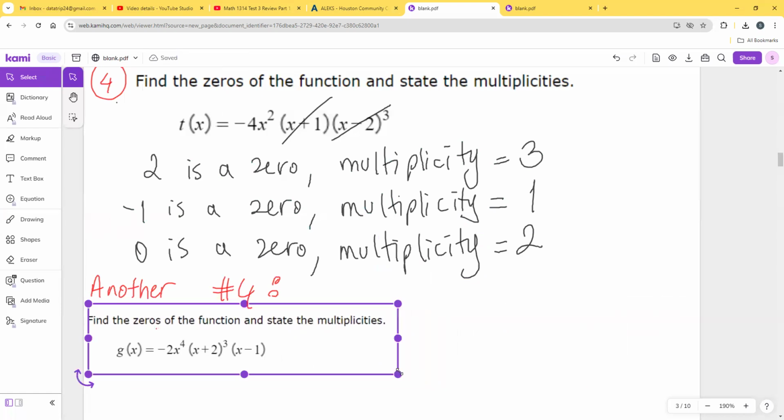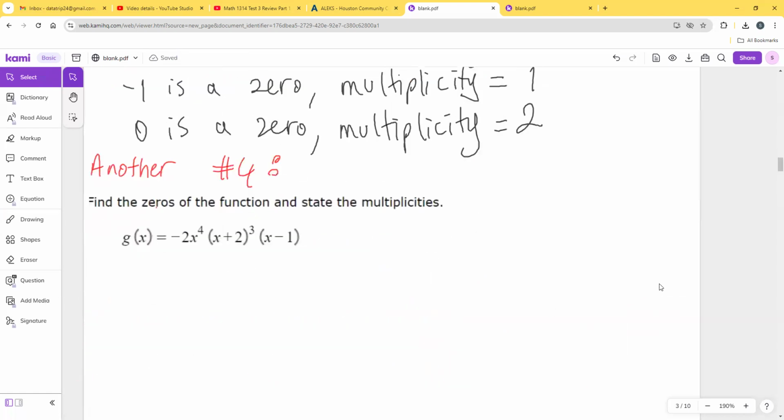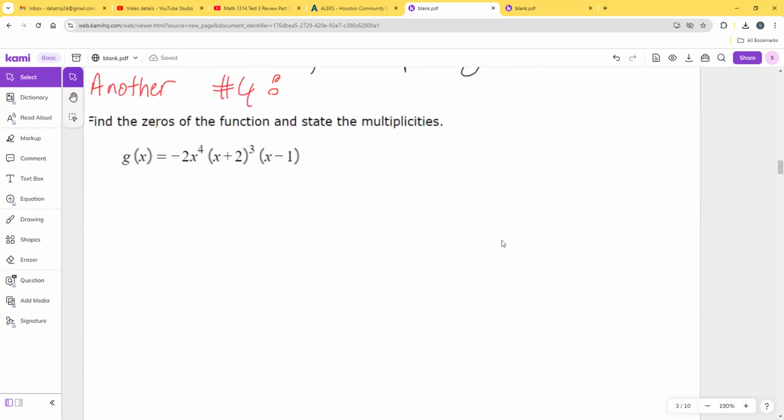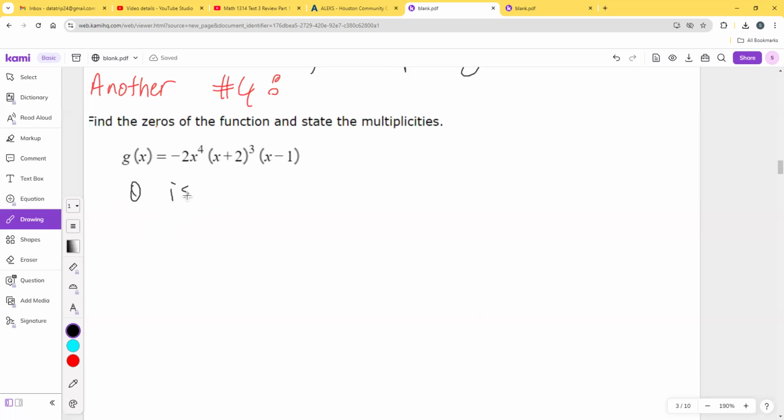So the question says, find the zeros of this function and state the multiplicities. Okay. Now this time, you guys are telling me the answer and I'm writing it down. The order is not important, by the way. You can give me the zeros in any order you like. The first one is 0. 0 is a zero, and its multiplicity is 4. Good job. Multiplicity is 4.